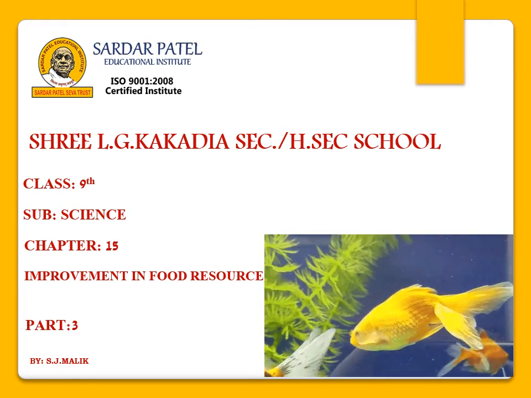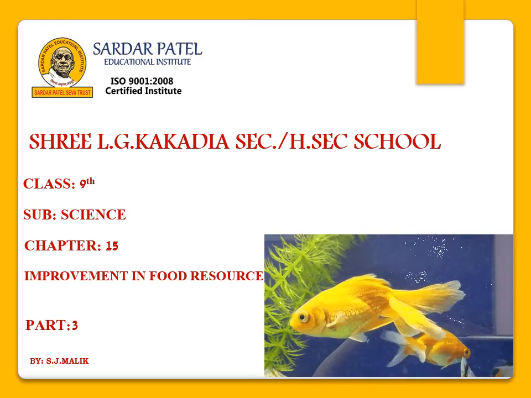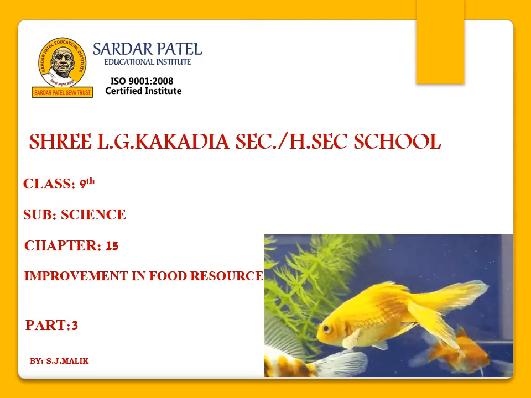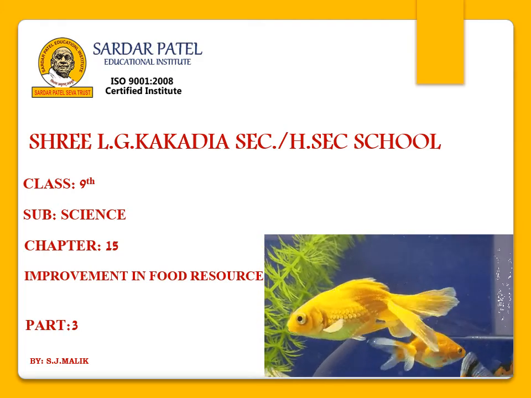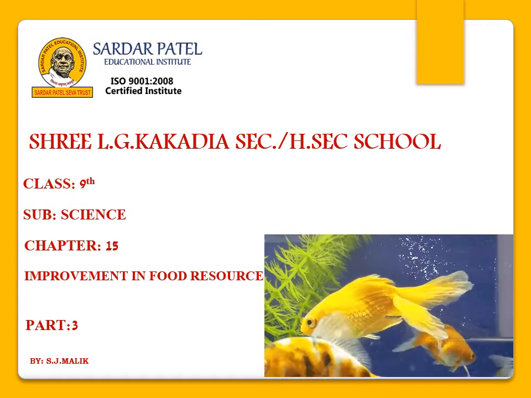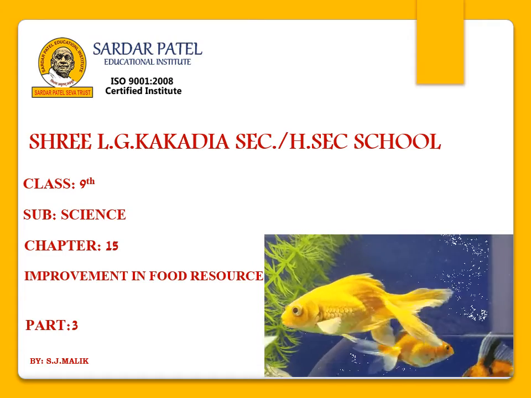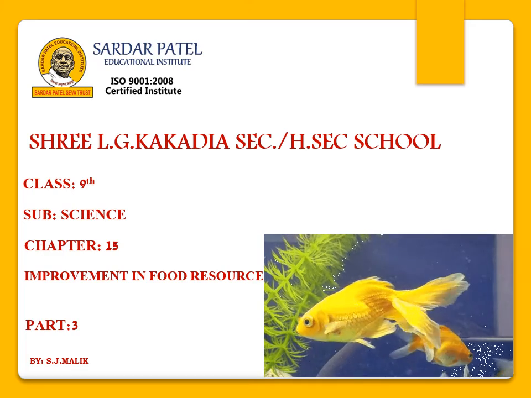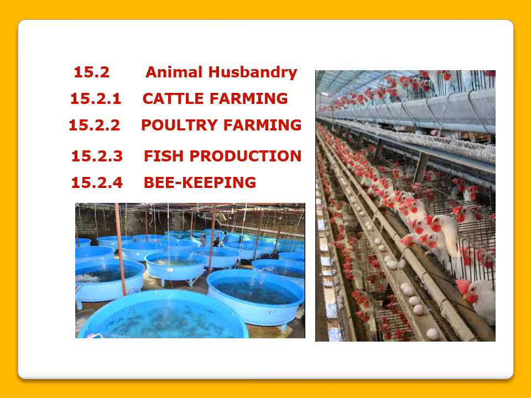This is chapter 15, Improvement in Food Resources. And I'm here with part third of the chapter. This is the last part of the chapter. So let me show you what we are going to discuss today in this part. In this part, we'll discuss the main topic animal husbandry. And under this topic, we'll discuss cattle farming, poultry farming, fish production, and then beekeeping. Okay, so let me start.